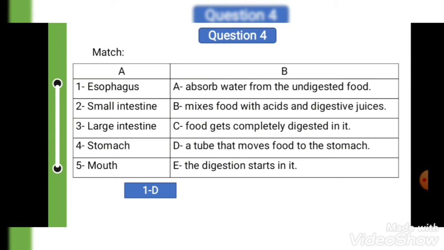Here I found food gets completely digested, so that's C. 3. Large intestine has one job, which is absorbing water to form the solid waste. So 3A.